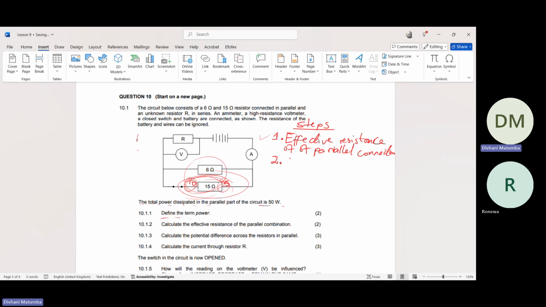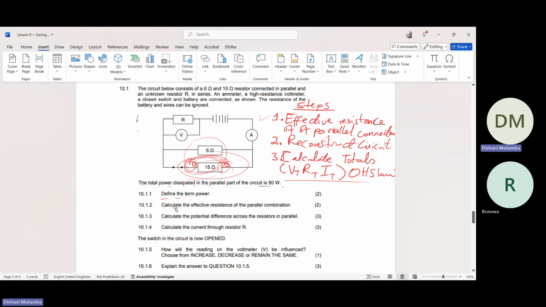The second step will be to reconstruct the circuit. And the third is to calculate totals: V total, R total, and I total using Ohm's law. These are the only steps.